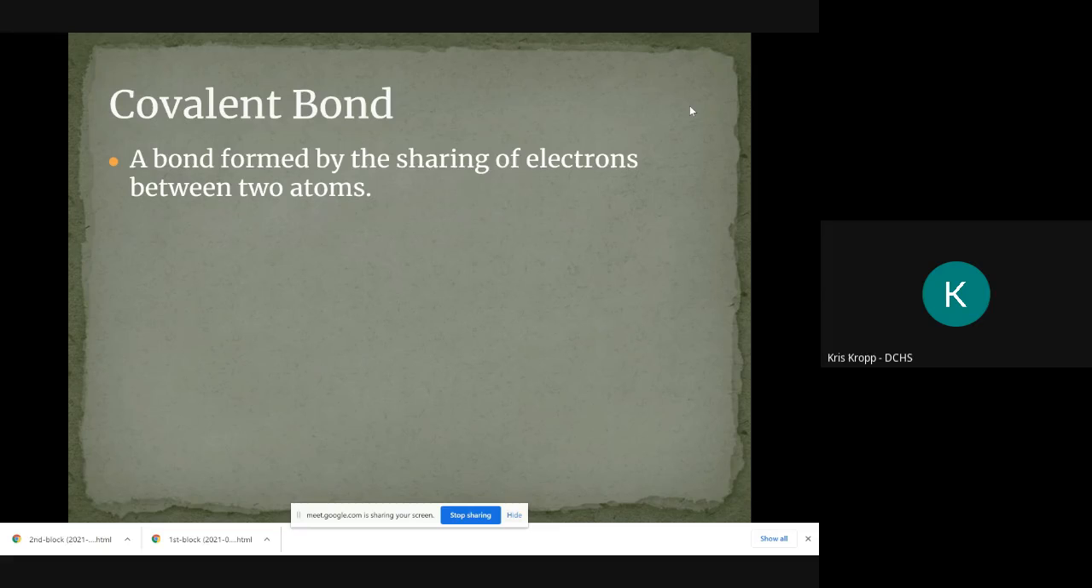Try to get all the vocabulary into you today here, so you have lots of time to study all these 20 words. Covalent bond is a bond that results from atoms sharing electrons. Sharing of electrons.